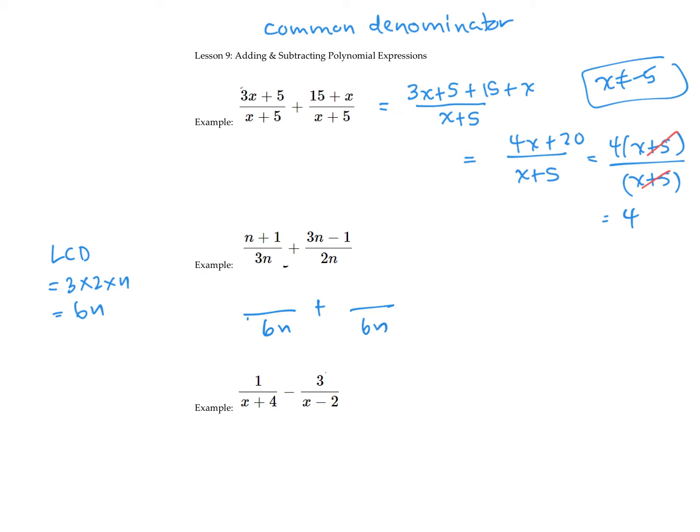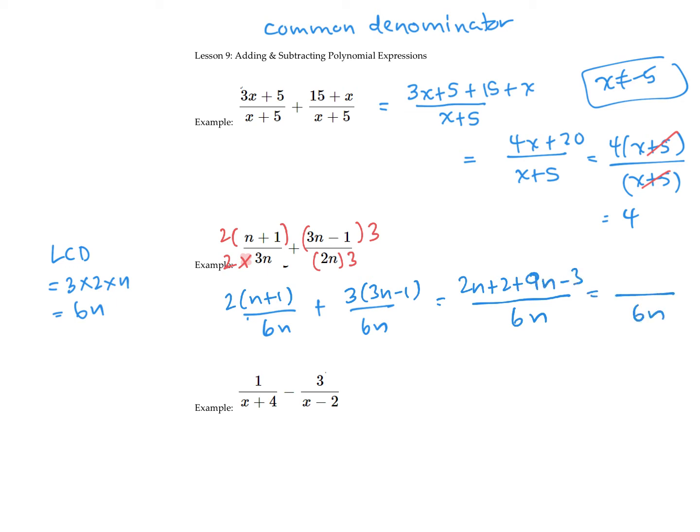So what do we have to do to 3n to get 6n? We have to multiply by 2, so I'm going to do the same to the top. What do I do to 2n to get 6n? I have to multiply by 3, so I'm going to do the same to the top. So we have 2 times n plus 1, and we have 3 times 3n minus 1, all over that denominator of 6n. So we would have 2n plus 2. So I'm going to expand brackets, and then I'm going to collect like terms, and that is my final result. And then my restriction would be n cannot equal 0.